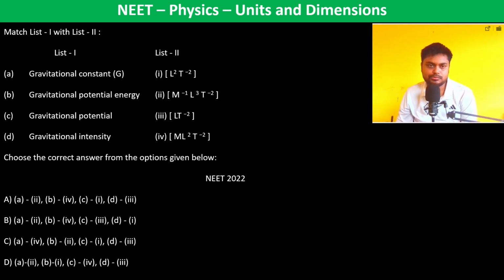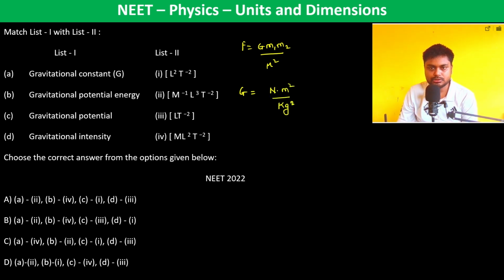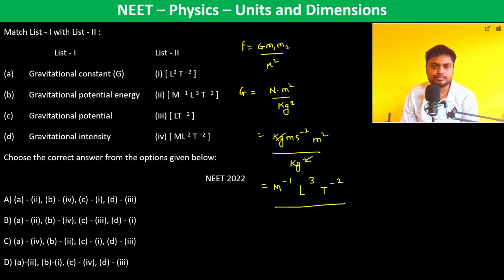Match list 1 with list 2. Gravitational constant G. Force is equal to G m1 m2 by r square. So G is equal to Newton meter square per kg square. This is basically kg m s minus 2 m square by kg square, so mass to the power minus 1, L to the power 3, T to the power minus 2. So this fits in here. So A option is 2.